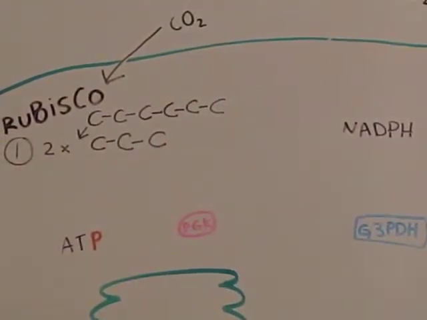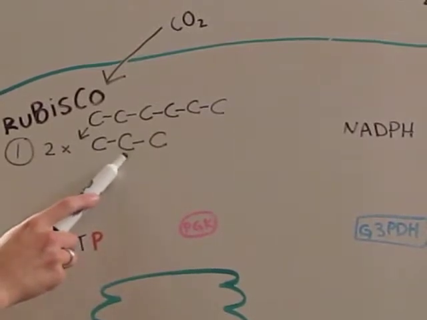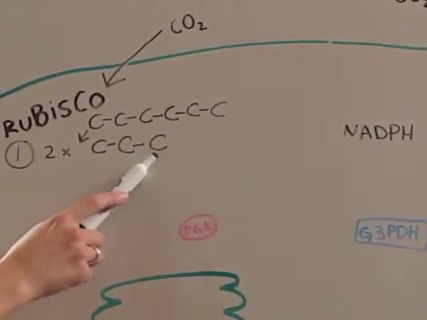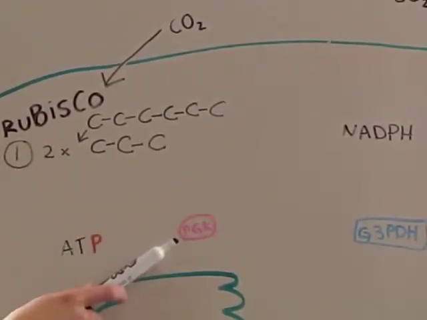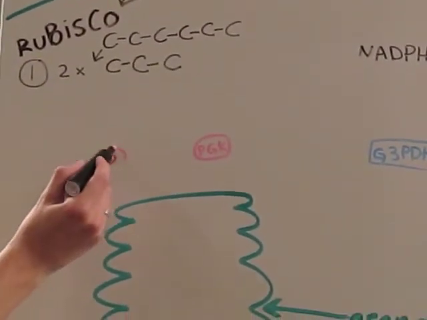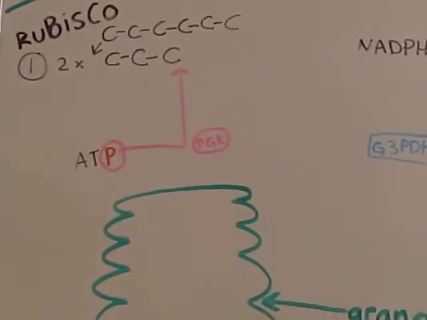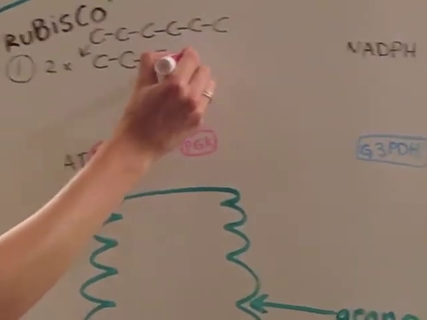To keep things simple, the diagram only shows the carbon atoms and not the other atoms in the molecule. The enzyme phosphoglycerate kinase, shown here in pink, then moves the phosphate group from an ATP molecule to a single 3-carbon molecule. Now, let's go on to stage 2, reduction.